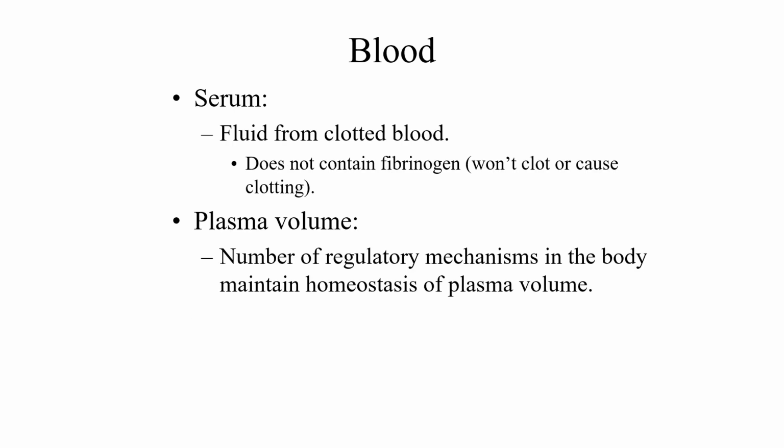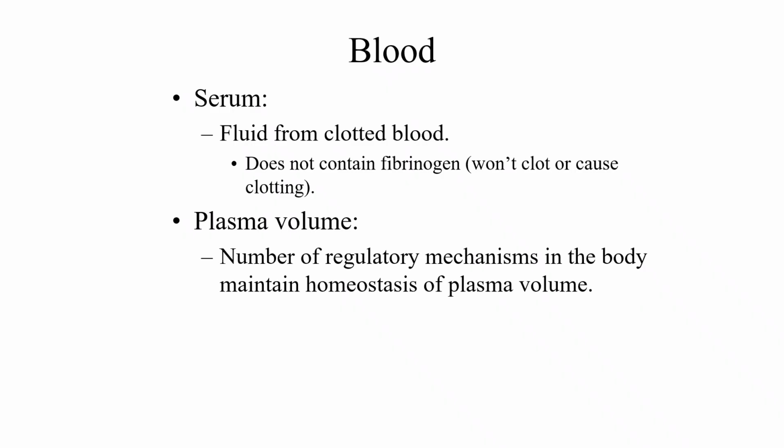Now, serum is the clear yellowish liquid portion of blood that remains after blood clots. It's going to contain water, electrolytes, proteins, hormones, and waste products, and it's going to play a key role in transporting nutrients and supporting immune function. Now, because this is a particular part of the blood that has been removed and does not contain fibrinogen, it is not going to clot. Okay, so again, it is the fluid that is left over after blood clots.